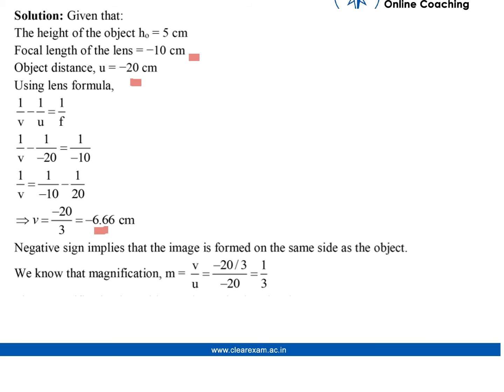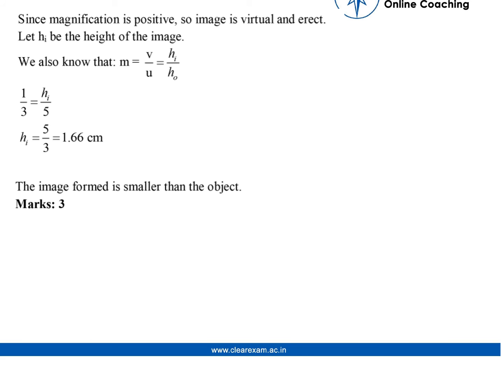And we can also find the magnification. The magnification formula is v upon u, and v is minus 20 upon 3 and u is minus 20, so we get a magnification of 1 by 3. And so we can conclude that since the magnification is positive, the image formed is virtual and erect.